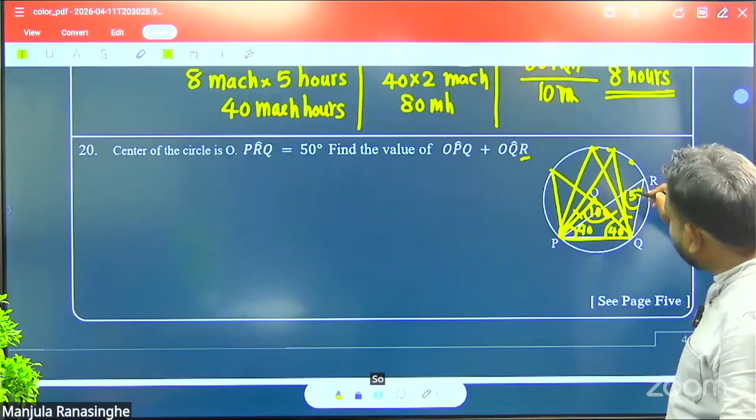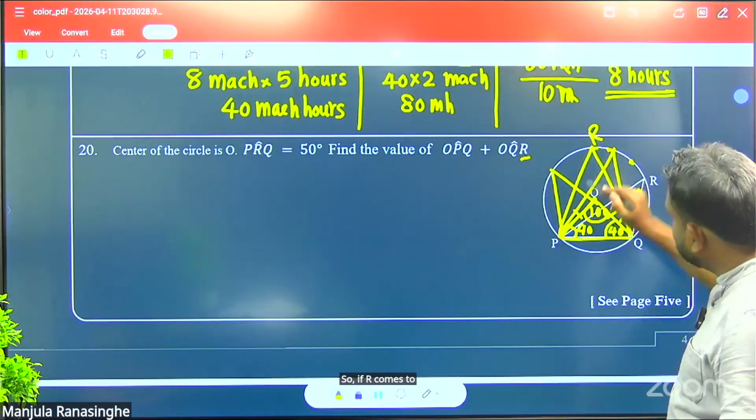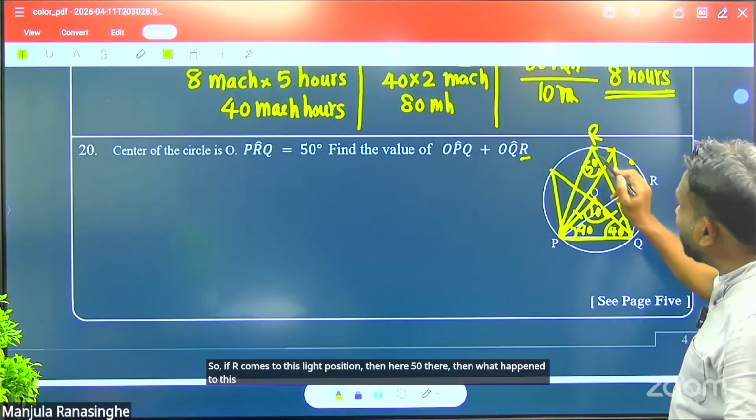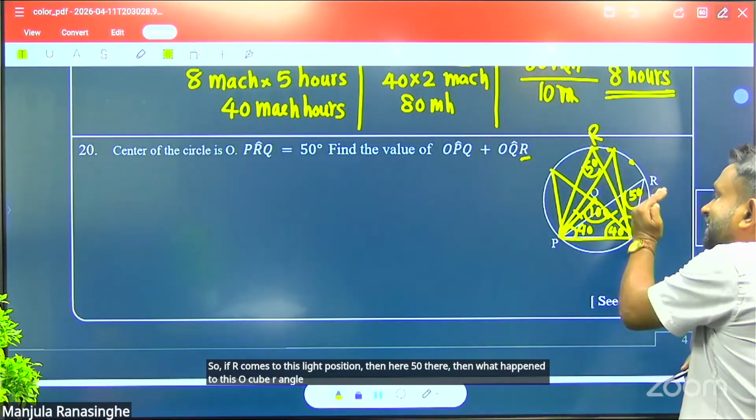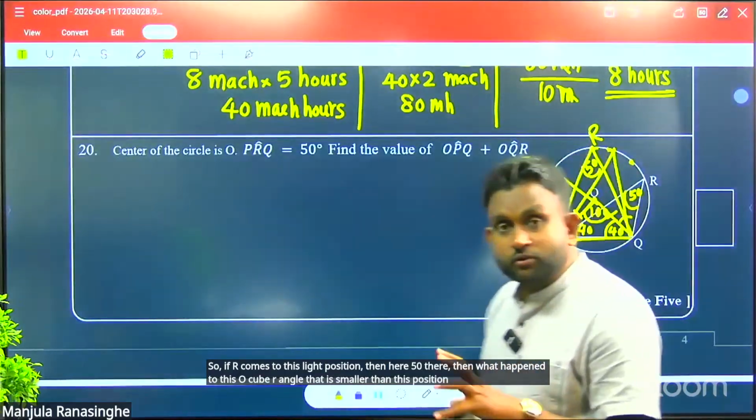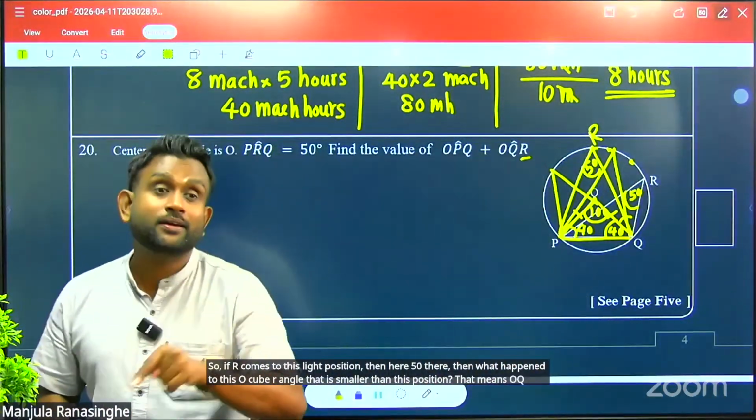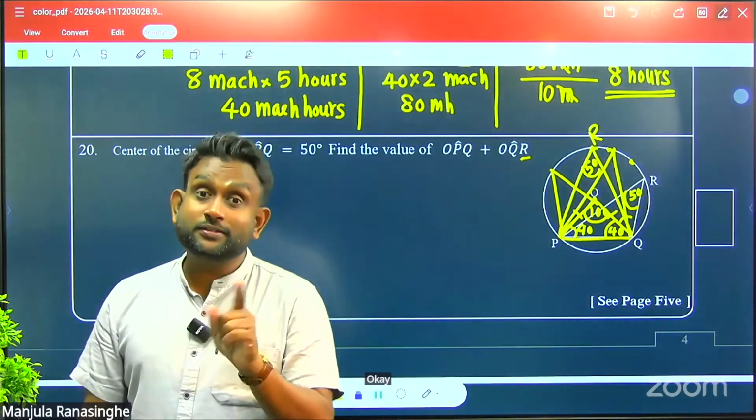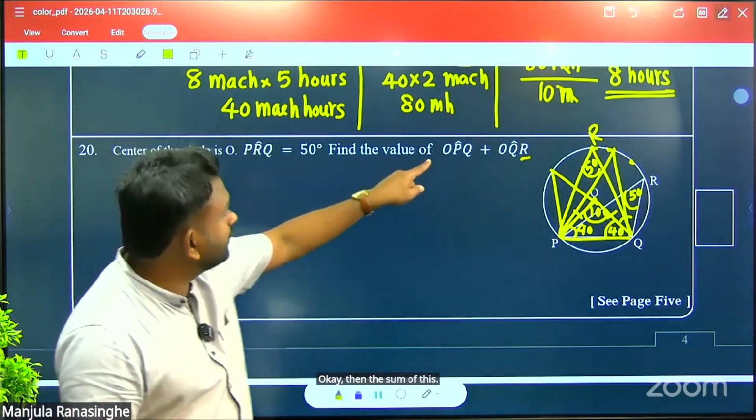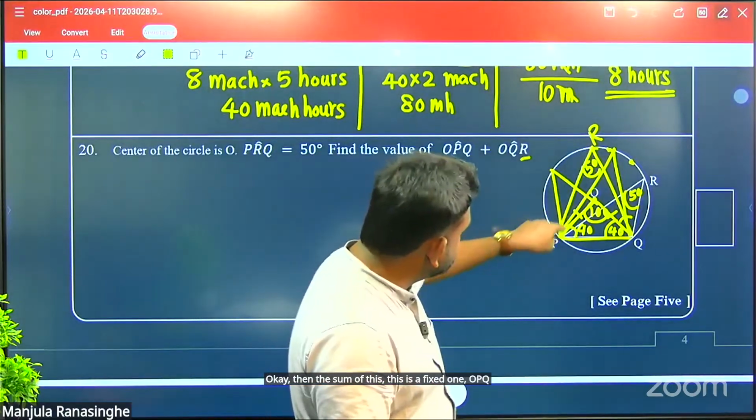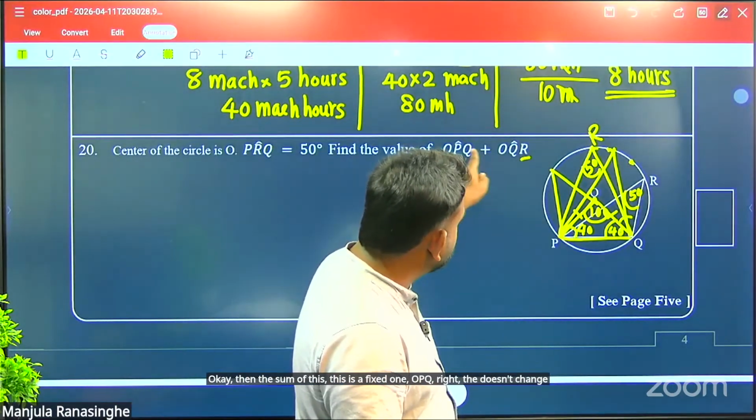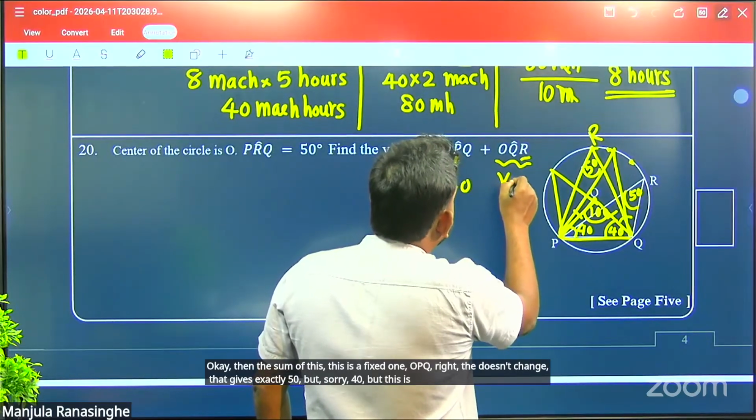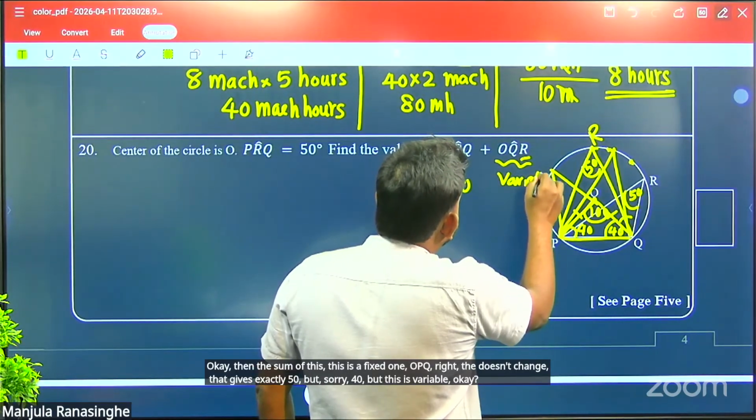Because on the circumference you can keep the same angle. So if R comes to a position like this, then here 50 there, then what happened to this OQR angle? That is smaller than at this position. That means OQR is a variable angle according to this requirement. Then OPQ is a fixed one, right? It doesn't change. That gives exactly 50, but sorry, 40, but this is variable.